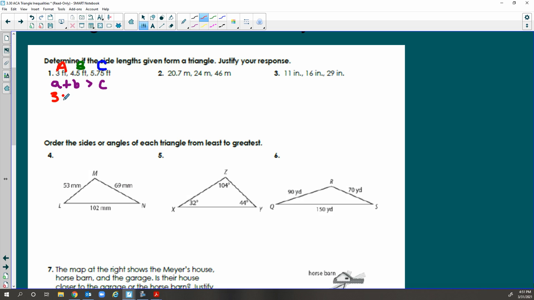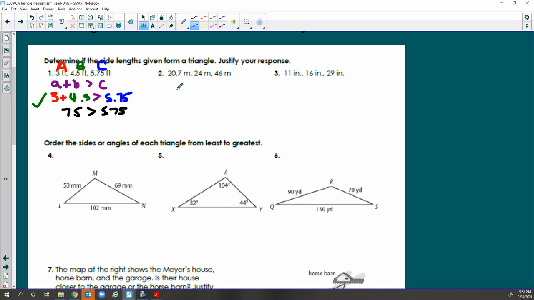3 plus 4.5 is greater than 5.75. So I'm going to add 3 and 4.5, and I will get 7.5, which is greater than 5.75. So that means that the two short sides, when I add them up, are bigger than the leftover side. So I know right away this triangle is going to exist. I should check the other ones, and I'm going to model that for you too.